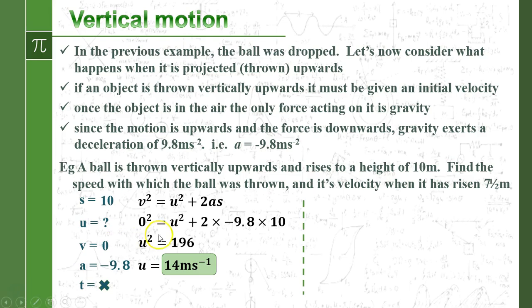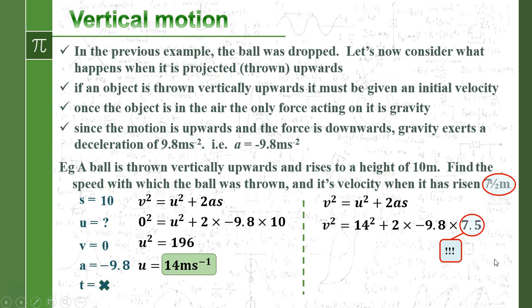Find its velocity when it's risen 7.5 meters. So v squared equals u squared plus 2as. At this point, we're changing it slightly, so s is no longer 10, because we want to know what's going on when s is 7.5, so I'm just switching that value there. So that's why I put that value in like that. So we've got v equals 7 meters per second.